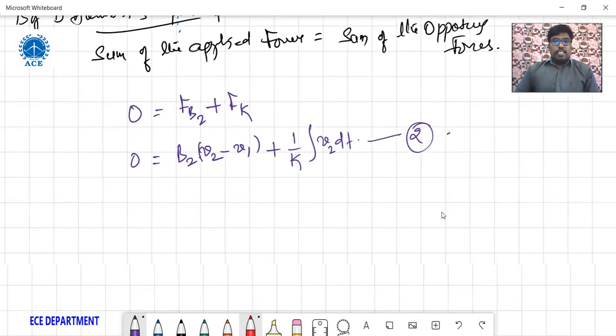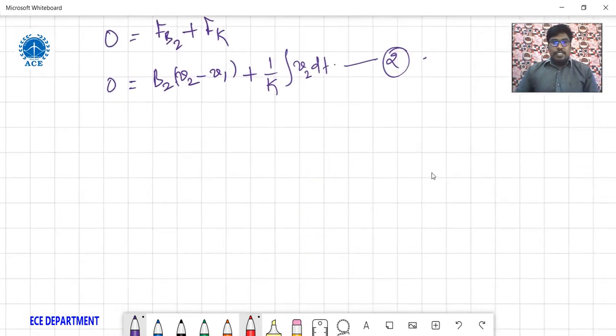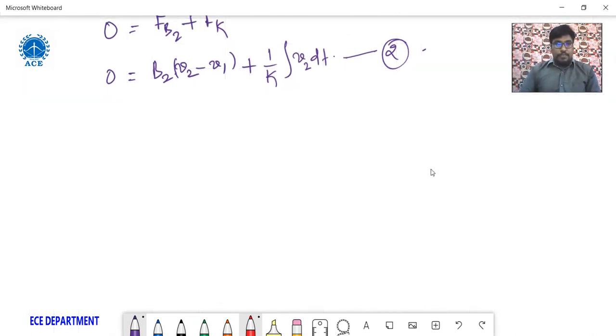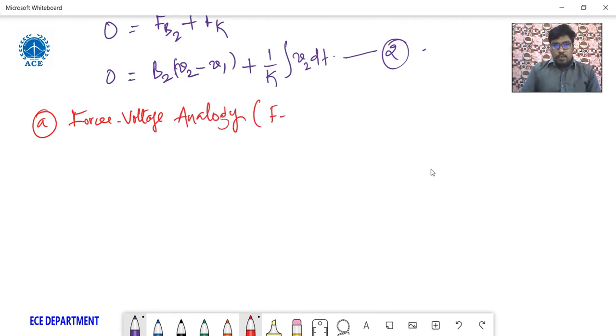Okay, so let us write the differential equations of the force voltage analogy. So part A, we have the force voltage analogy. This is also called the FV analogy.